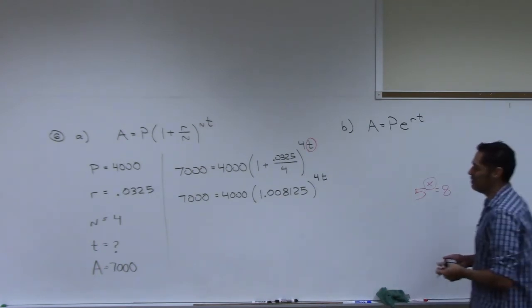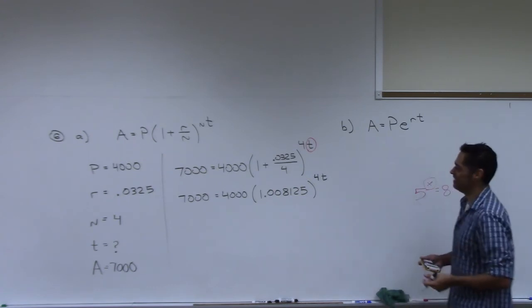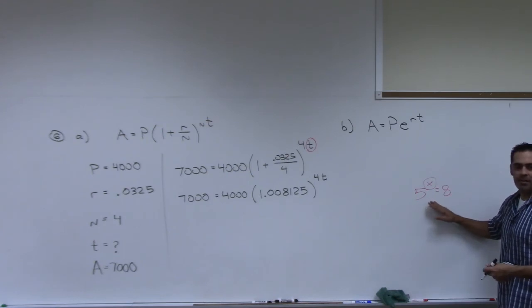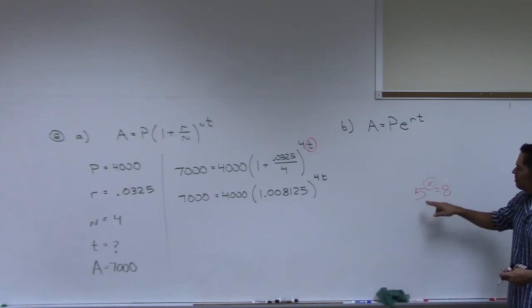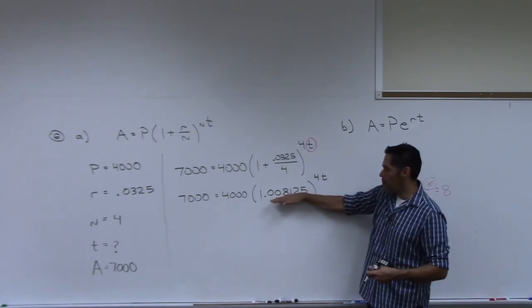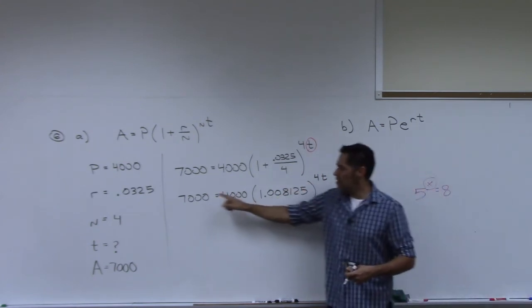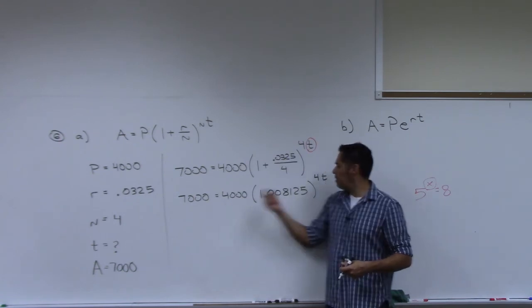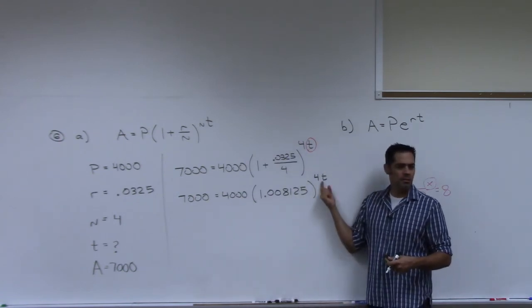4t, yes. 4 times t. Now, we're almost to this point. This says you have a base to a power equals a number. I kind of have that. A base to a power equals a number, but I've got this 4,000 here. And is the 4,000 being raised to the 4t?